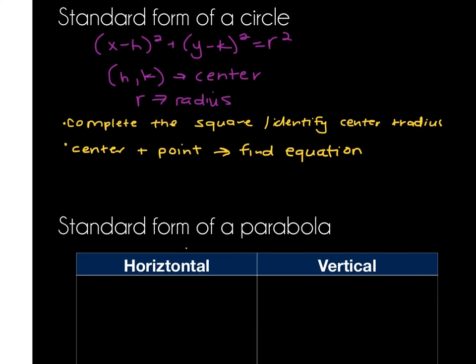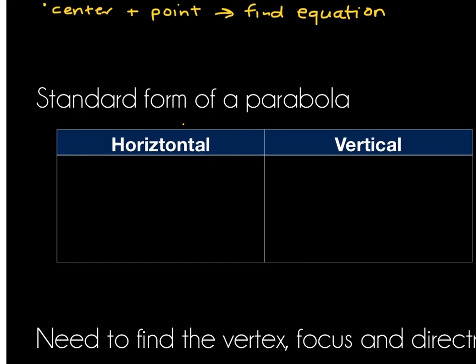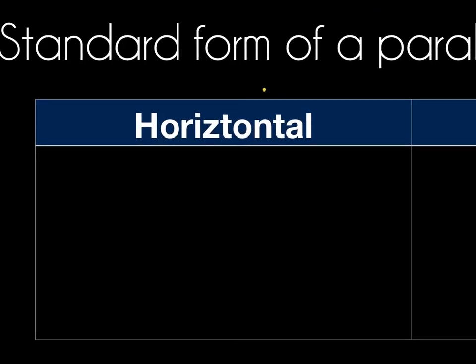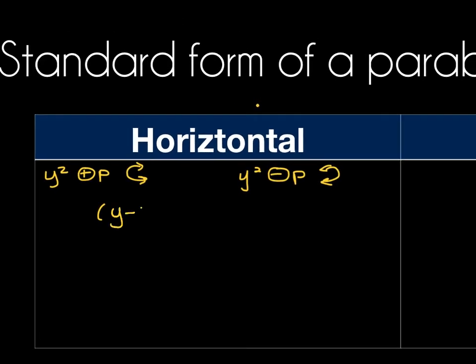Okay, then came the standard form of a parabola, and there were 2 kinds. So the horizontal parabolas were ones in which they point to the right or point to the left. This is a y squared. So if it's a y squared with a positive p, then my parabola points to the right. If it's a y squared with a negative p, then my parabola points to the left. And the standard form for either of those is y minus k squared equals 4p times x minus h.